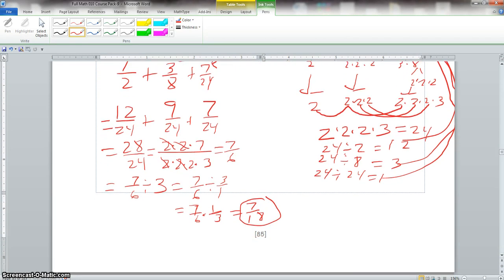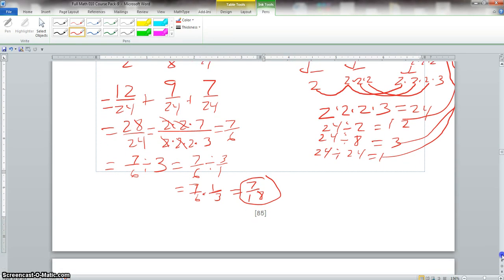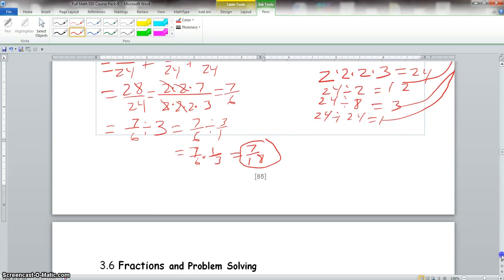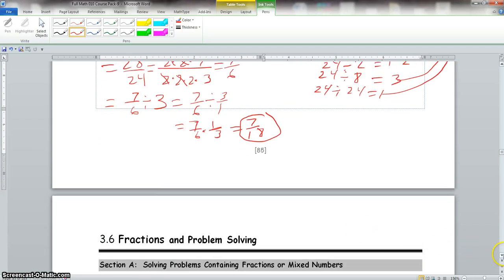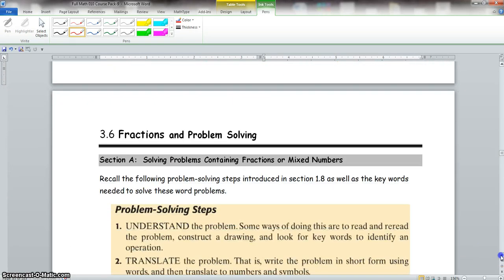Now that was a little bit of a lengthy problem, but we got through it. And that is it from section 3.5. We will be starting 3.6 very shortly.